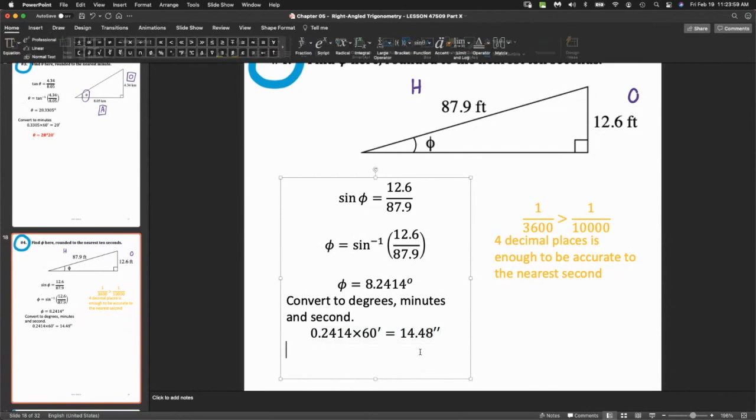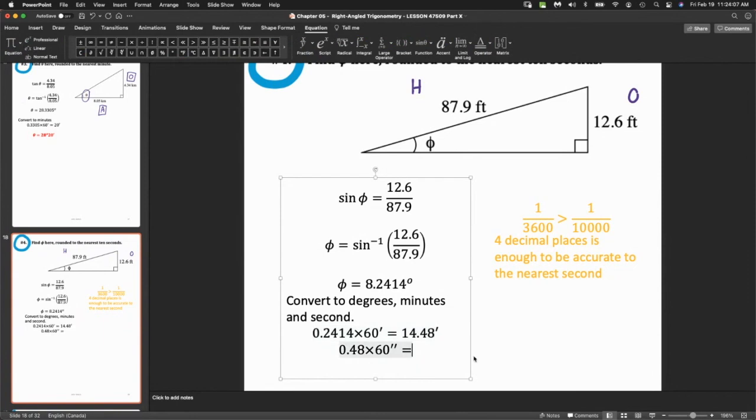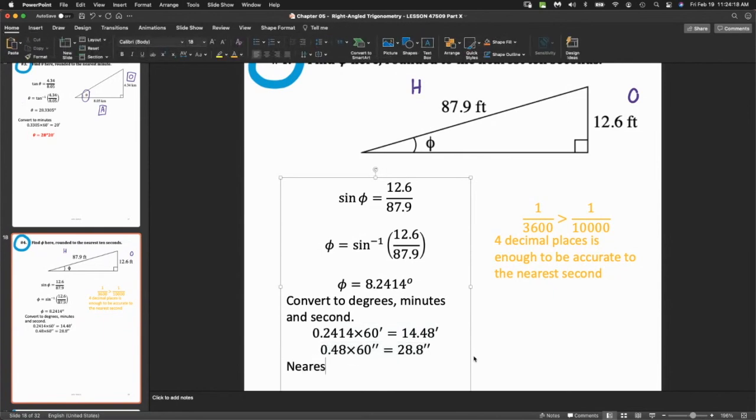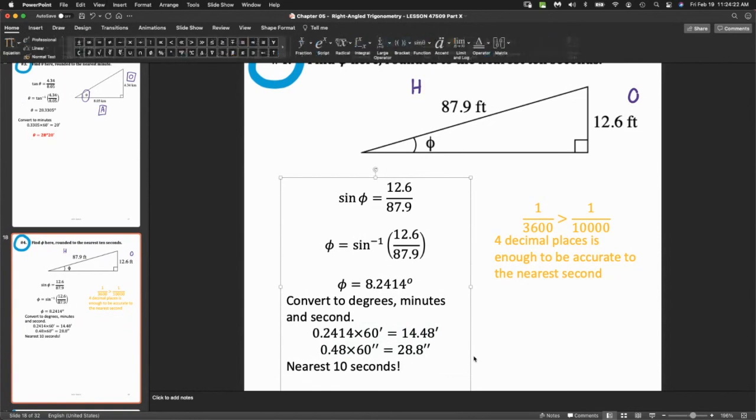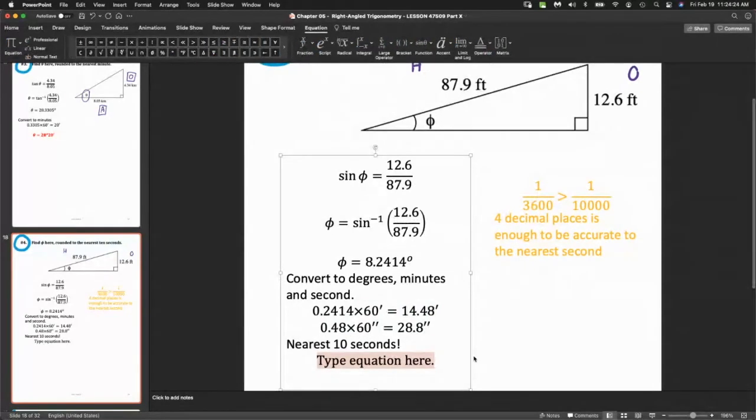And then take the 0.48 and times it by 60 seconds. 48 times 60 is roughly 28.8. So it says nearest 10 seconds. So the final answer is going to be a little bit shifty here.